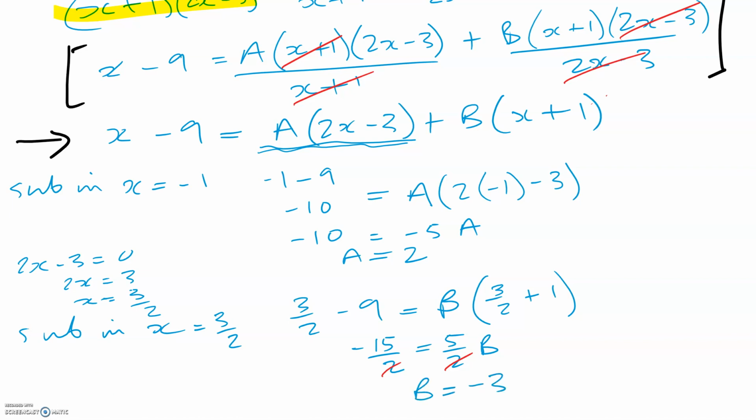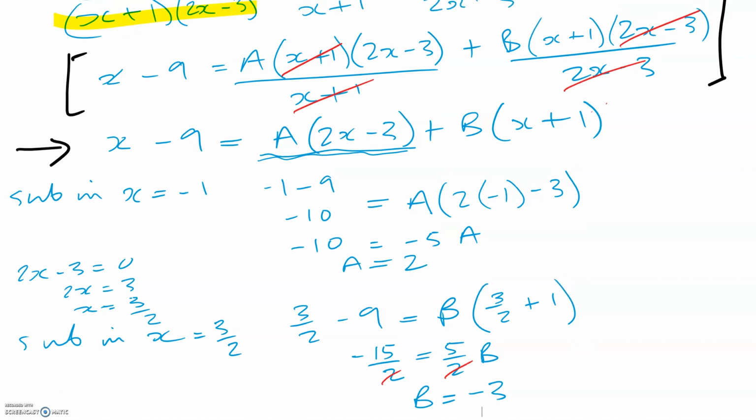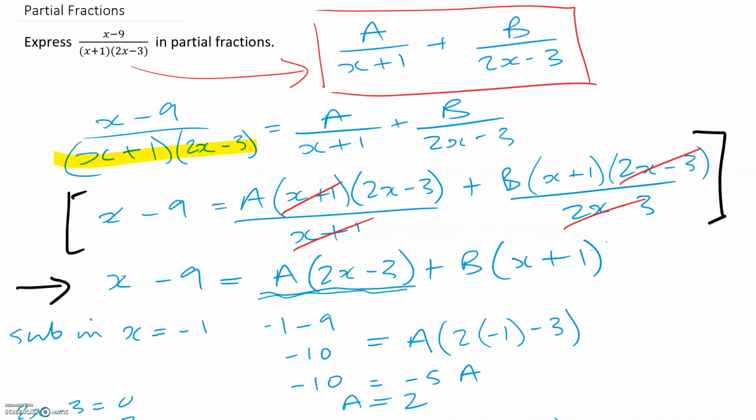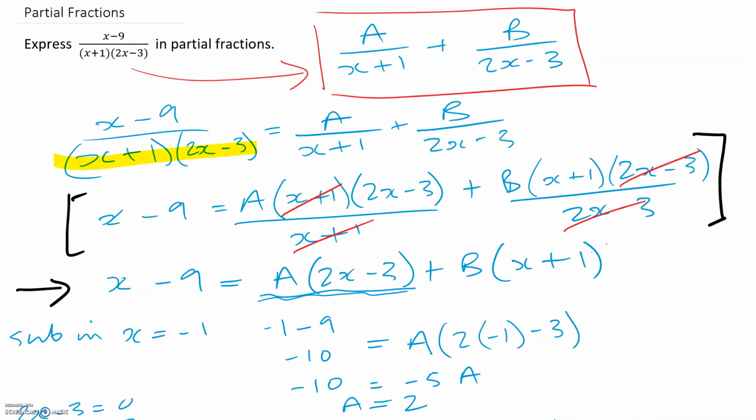Now if we look back at the question, there were no a's and b's in the original question. It just said to split this into partial fractions. So our final answer shouldn't really have any a's and b's in it. But you do need to make sure you put the value of a over x plus 1, and you put the value of b over 2x minus 3. You've got to get them the right way around. So the final answer to this question is, I'll do it down here.